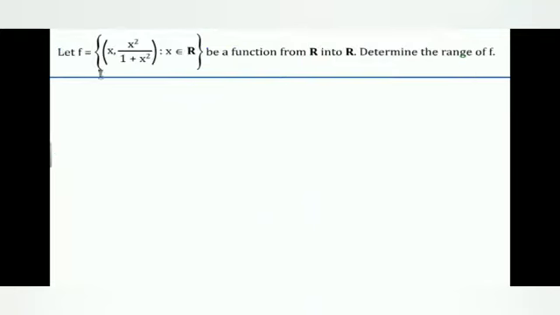Now next question, let f of x is equal to x and y is equal to x square upon 1 plus x square, x belongs to R, be a function from R into R, determine the range of f.